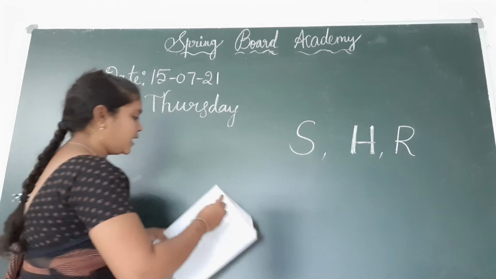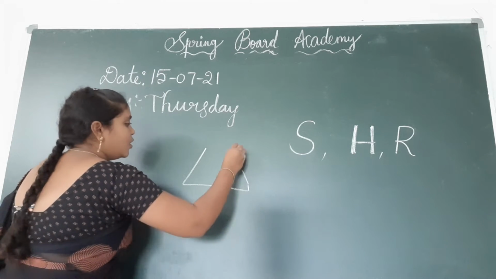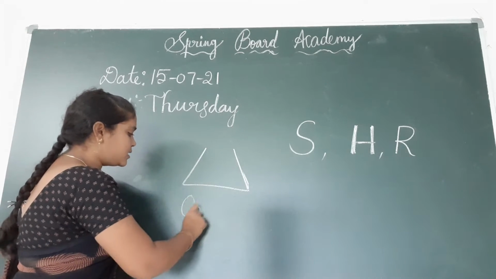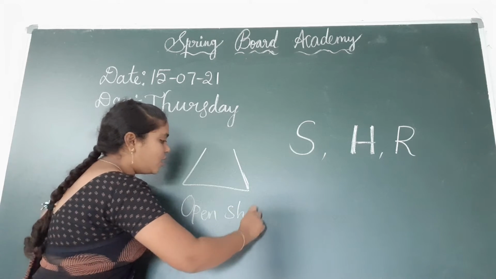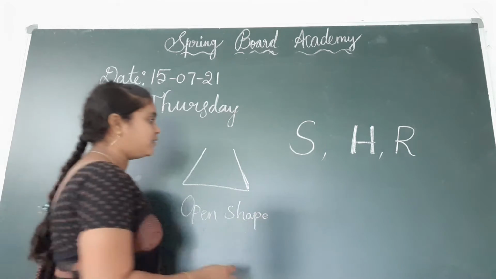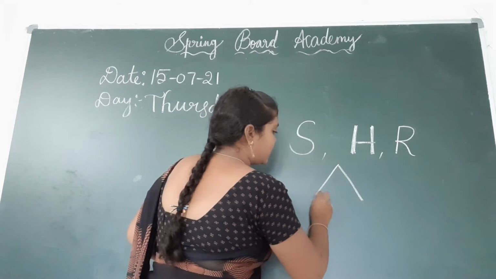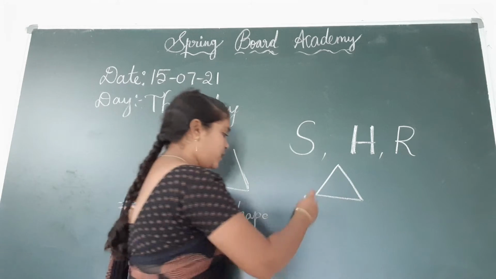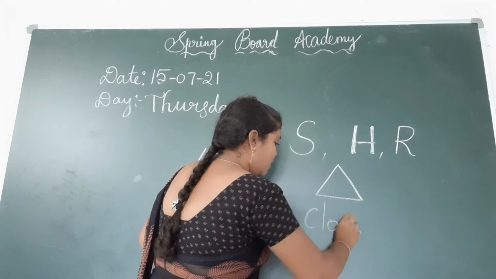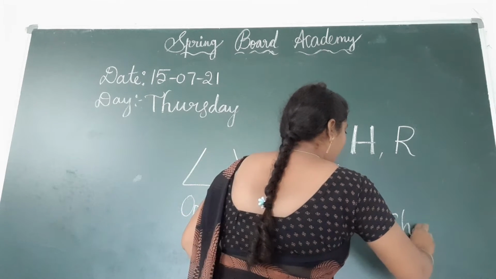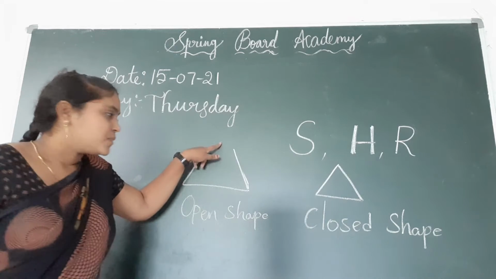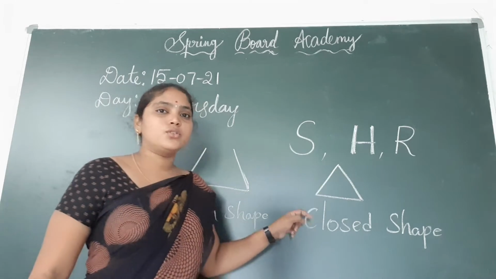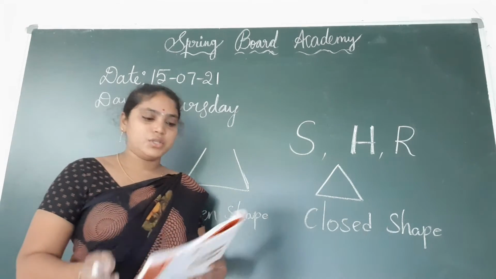For example, here is a shape like this. Here you can check, is this shape open or closed? Here it is open, no. So this is called an open shape. And then we have to check the next one. Is this shape open anywhere? No, it's closed fully. So we can say this is a closed shape. Children, here this is open, so we call this an open shape, and here this shape is closed fully, so we can say this is a closed shape.